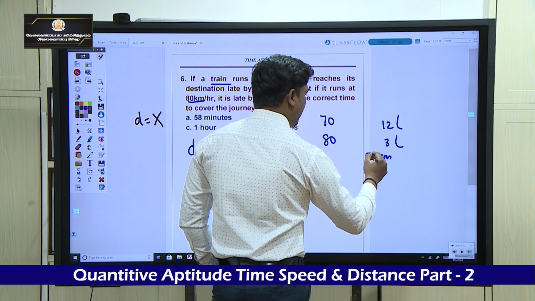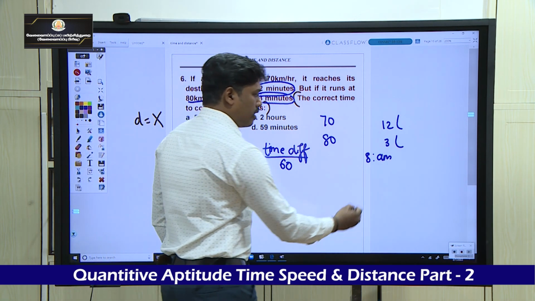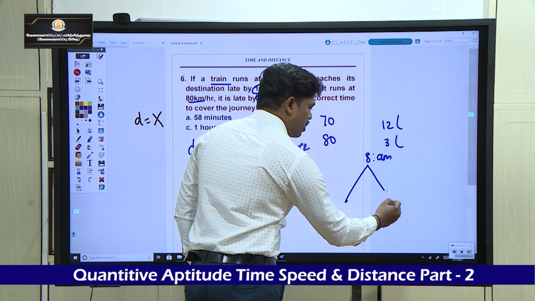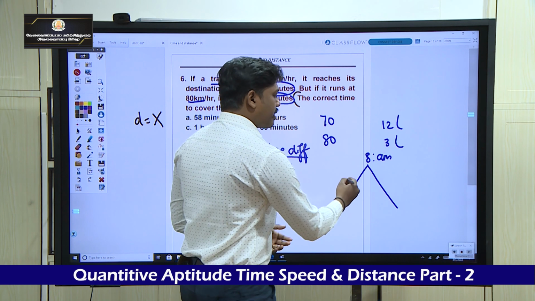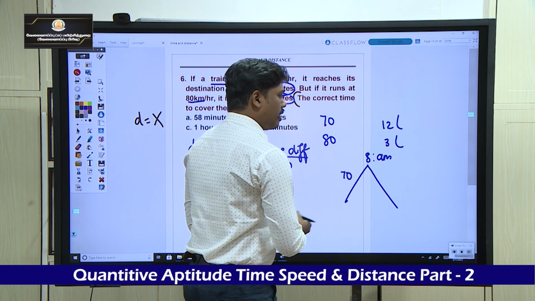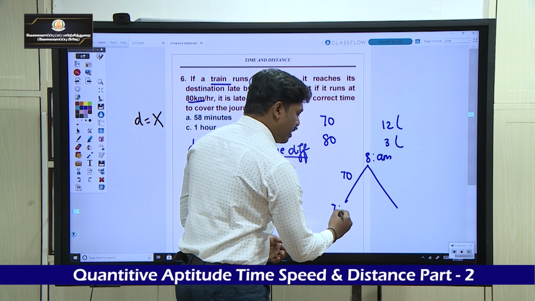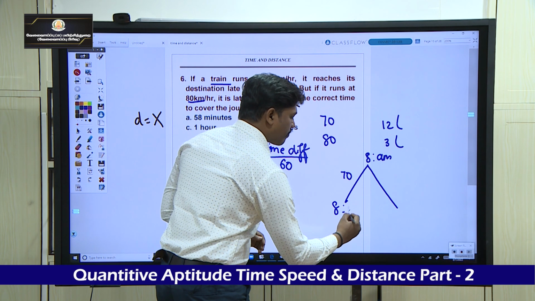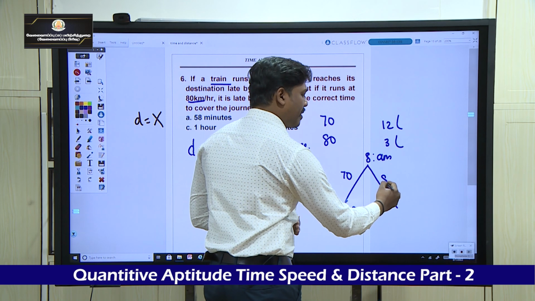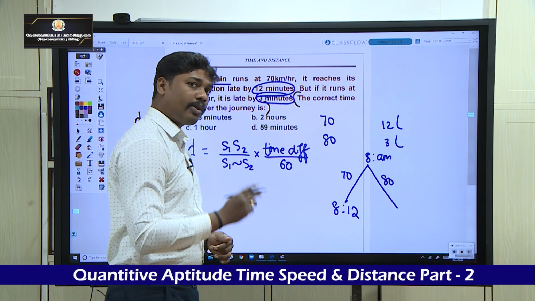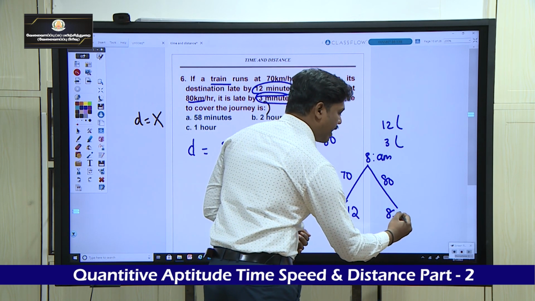So the correct time to reach is, for example, telling us 8 a.m. So the time to reach the destination is 8 a.m. Just assume, if it is running at 70 km per hour, it reaches the destination 12 minutes late. So it would reach at 8:12 a.m. If it is moving at 80 km per hour, it will reach only late by 8:03 a.m.